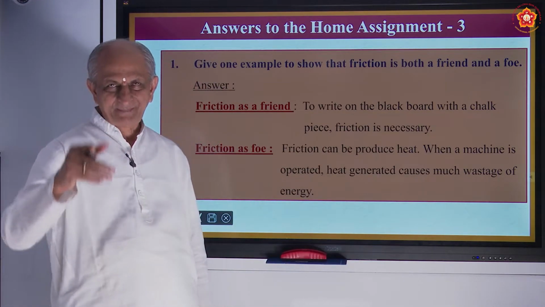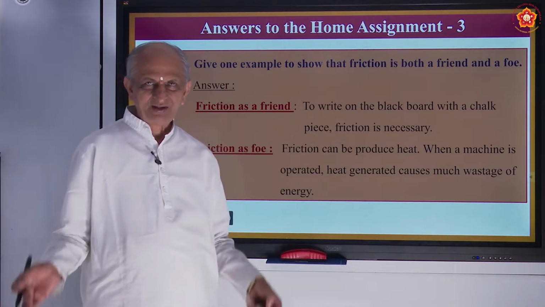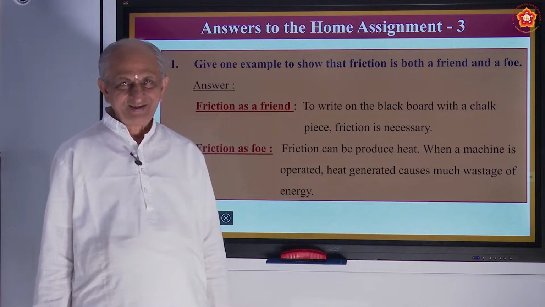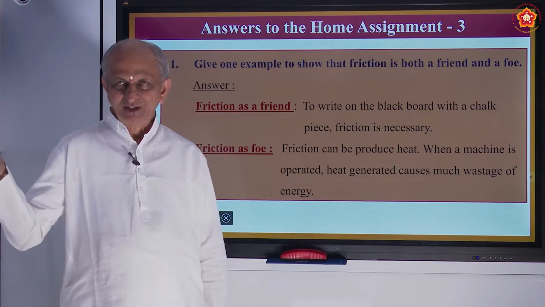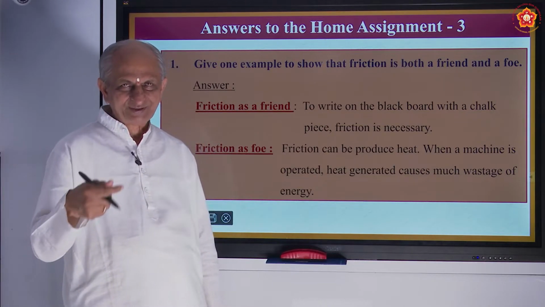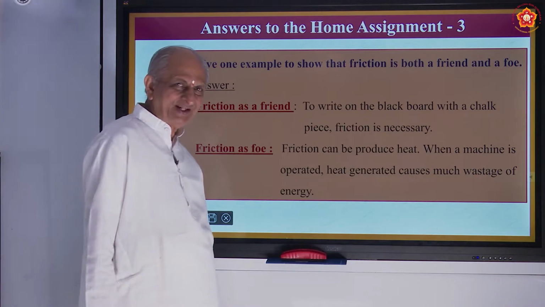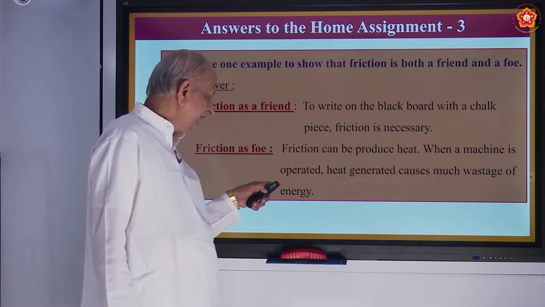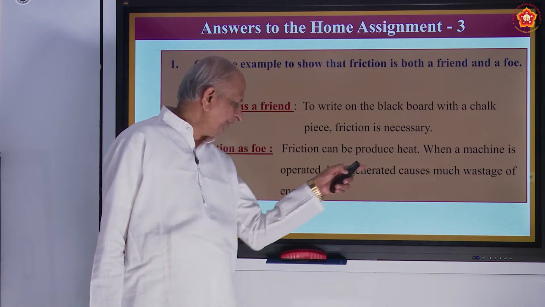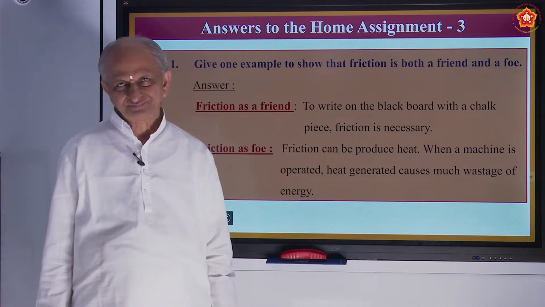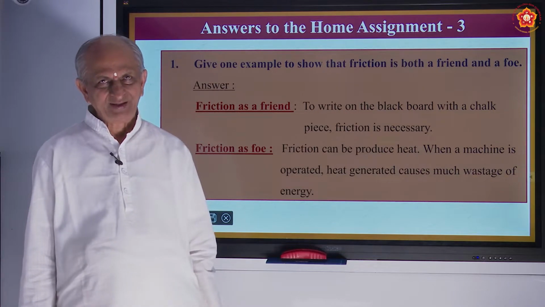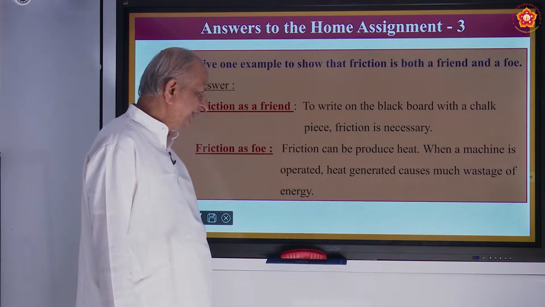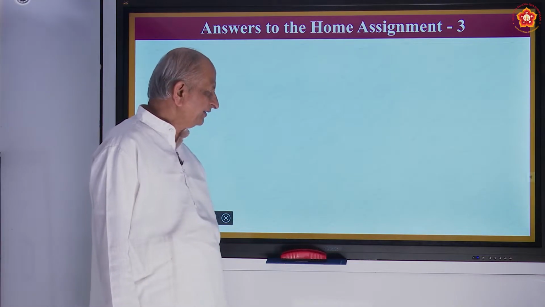The pump set, for example, or the grinding machine, or the mixer, all these. When you switch on, the machine starts working. When the machine starts working, there will be heat produced. What does the heat do? There will be wastage of energy. Is it not? So that is an example for friction as an enemy.